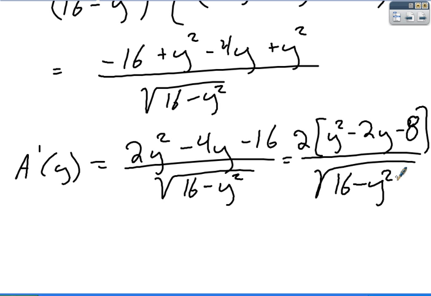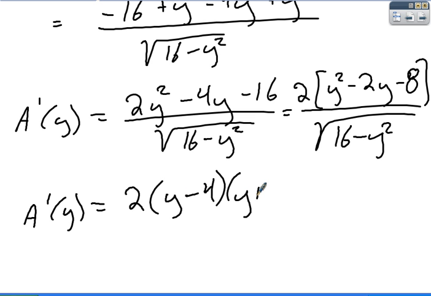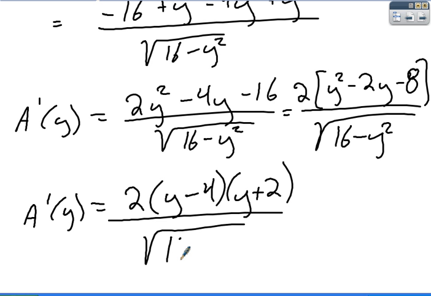So we get a prime of y equals 2 times (y minus 4) times (y plus 2) all over the square root of 16 minus y squared. So that's good, we got it factored. Are we going to try to do a second derivative on this one? No way. We'll just use the first derivative test if we need it.